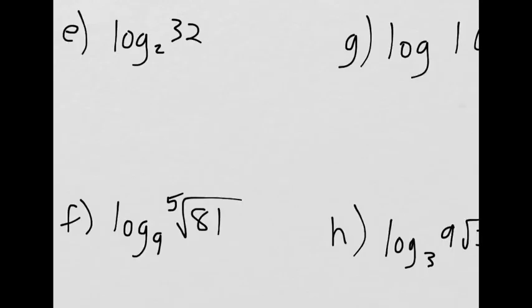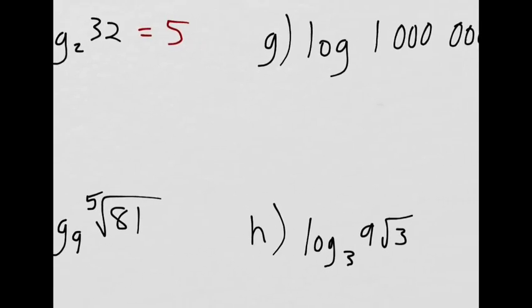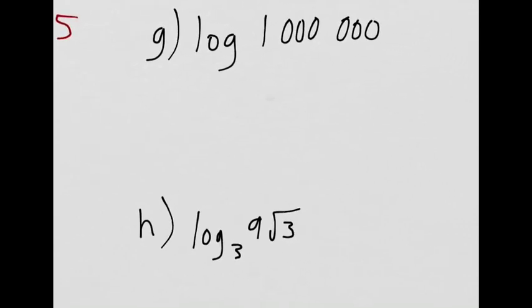Oh, 10 to the 1. So you guys should have been able to get E here. Log 32 base 2. Did you get that one? What does it equal? 5. 5, yeah, because 2 to the 5 equals 32, right? G, you probably also should have been able to get. What does that one equal? 6. 6, right? Because remember, when there's no base written, by default it's 10, so 10 to the 6 is a million. Good.